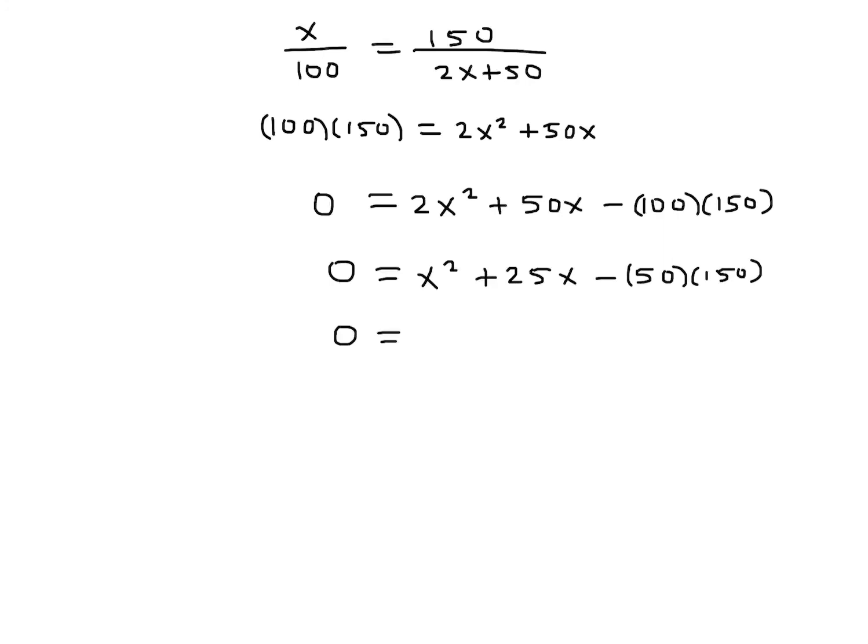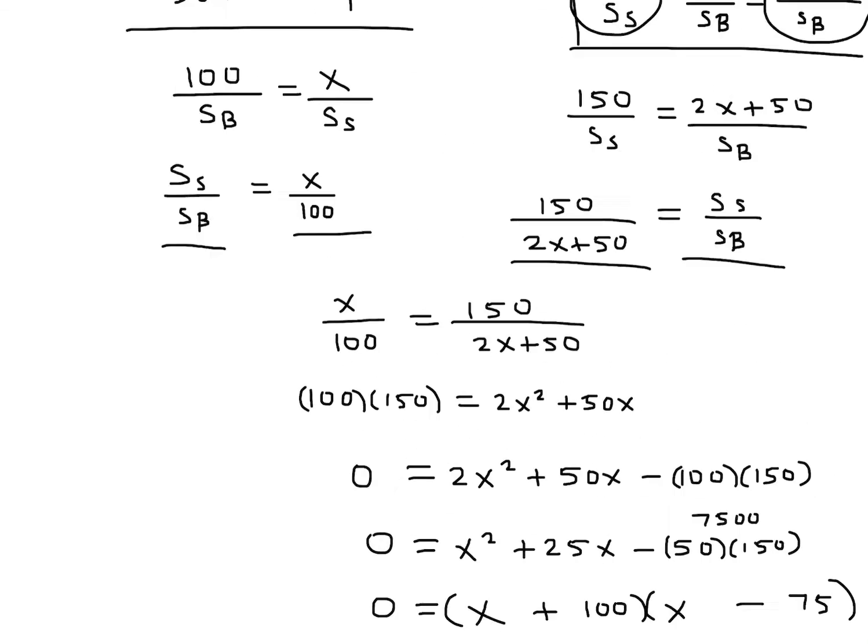And can I factor this? Let's see. X, 50 times 150, 7,500, right? So I think 175 should do it. Yeah, and then plus negative like that. So there you go. So either x is minus 100 or it's positive 75.